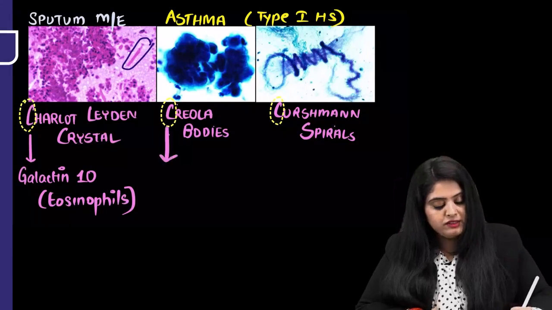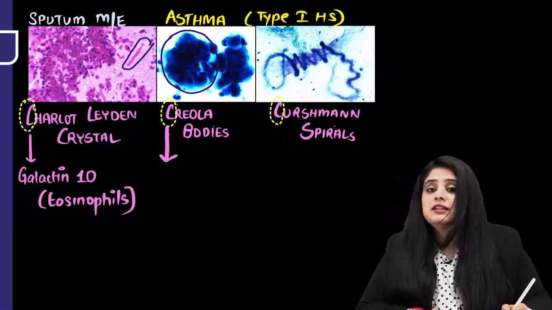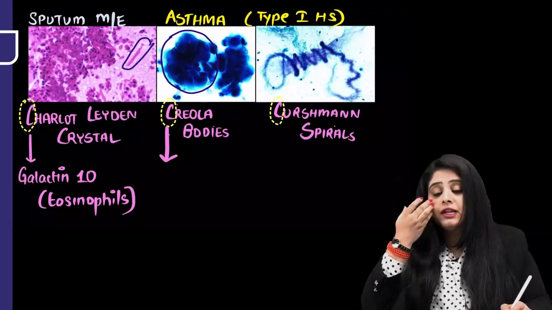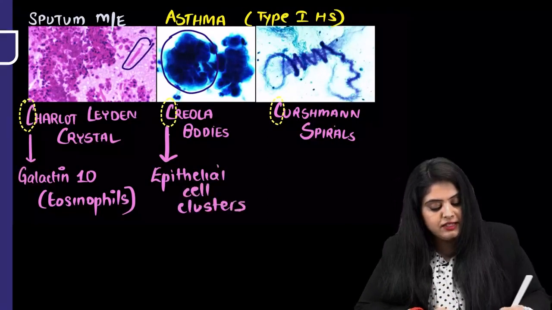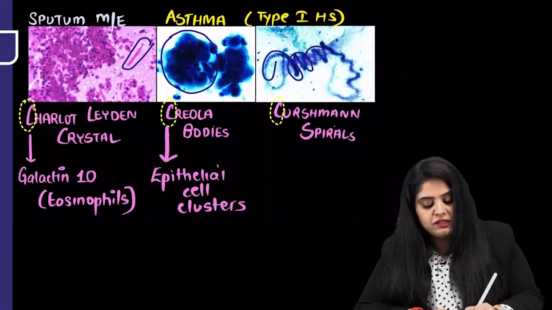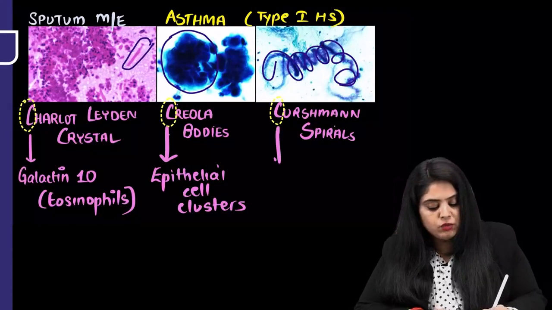Next, they ask you, what are these Creola bodies? I can see these round cell clusters. So please remember, Creola bodies are going to be nothing but epithelial cell clusters. And finally, what do you see? You see this spiral thing. What is this spiral? The name is only spiral, Curschmann spiral. And who is making this spiral? It is made up of mucus.